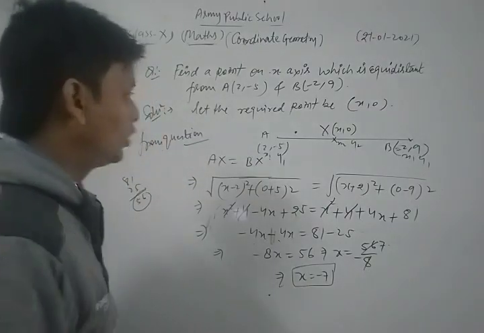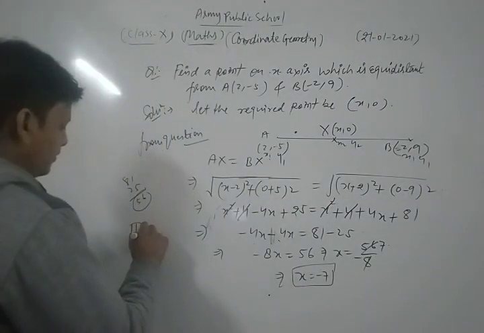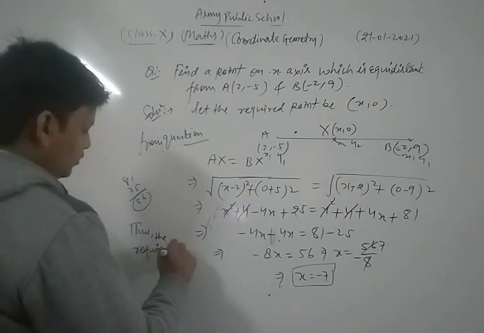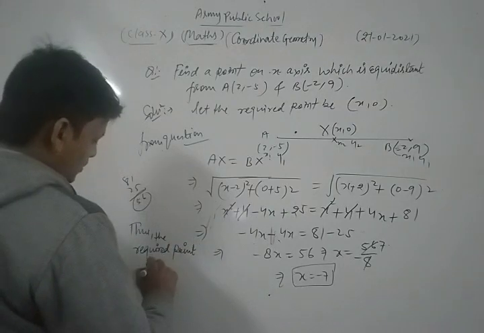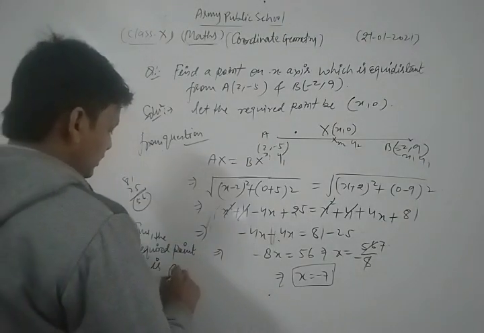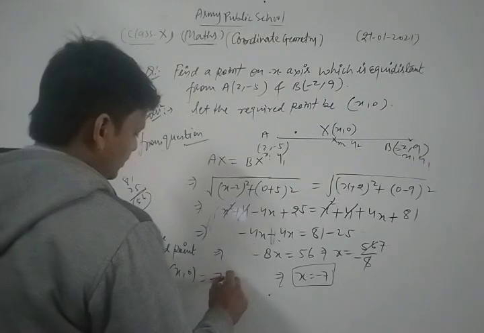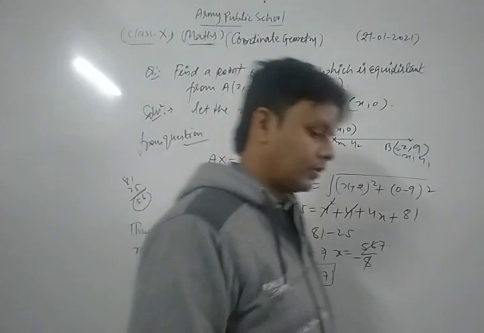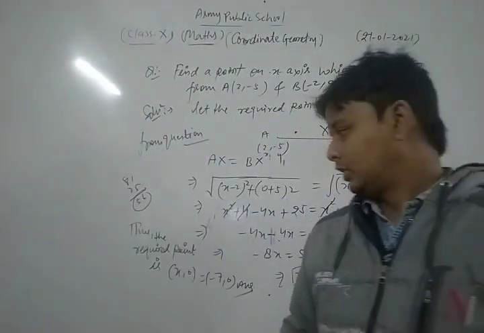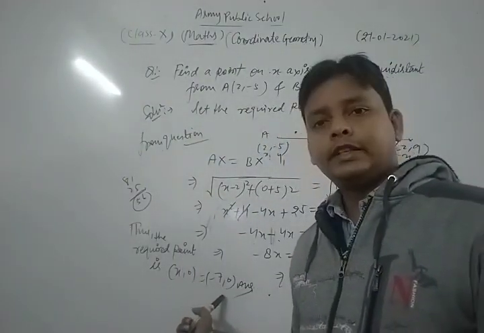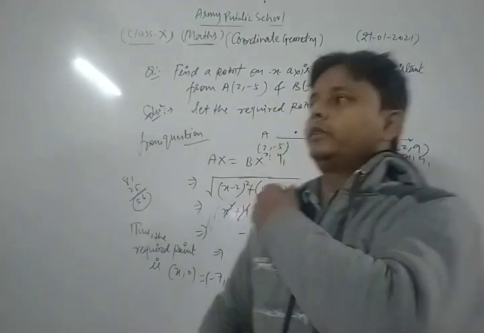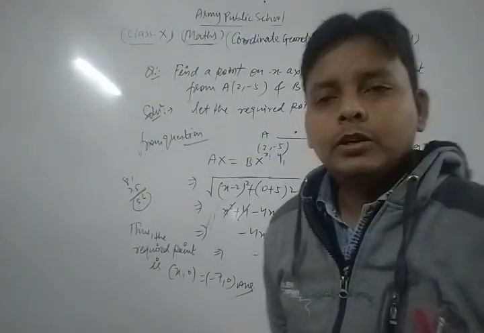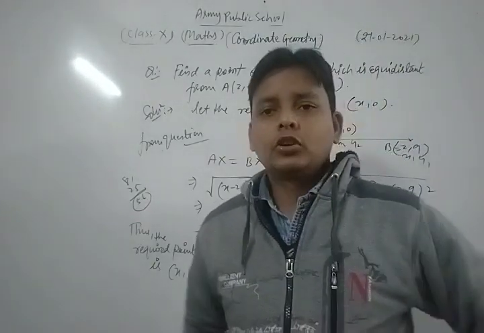Thus the required point is (x, 0), that is (minus 7, 0). This is the required solution of the given question. Thus on the x-axis the ordinate is 0, and hence the required point according to this question is (minus 7, 0).